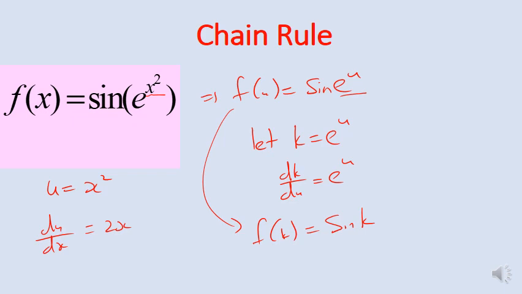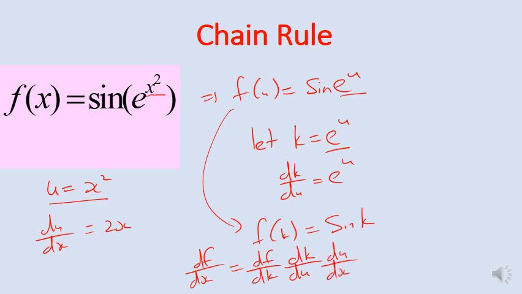Follow me here. Stay with me. So df dx, let's peel from the inside out, is df dk. But k is a function of u, so dk du. See, there's no x here on the right hand side. We need to bring in the x. But u is a function of x, so du dx. You see the chain growing up? Now we've got a three-link chain.